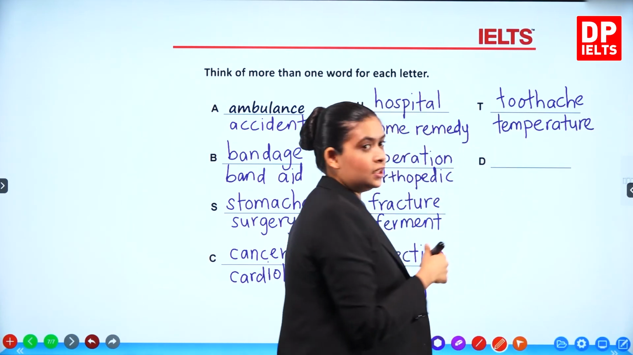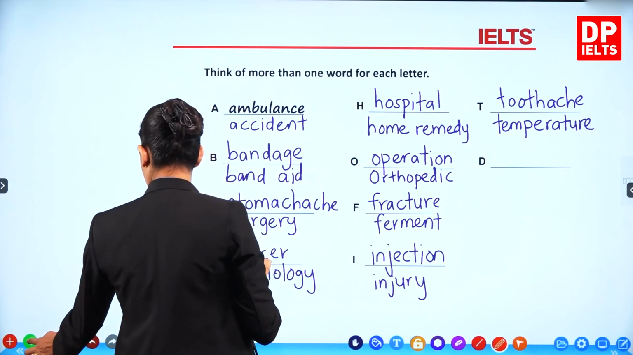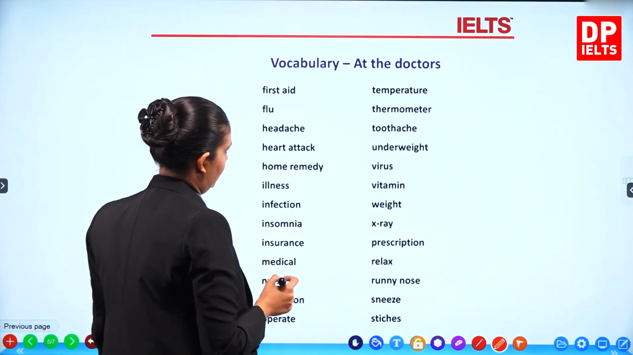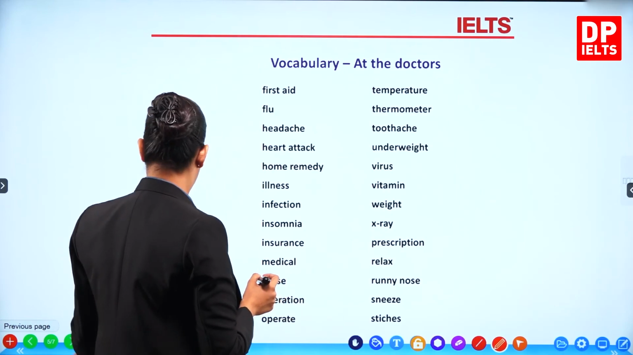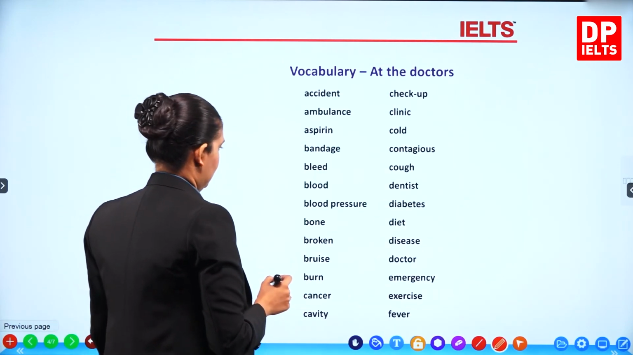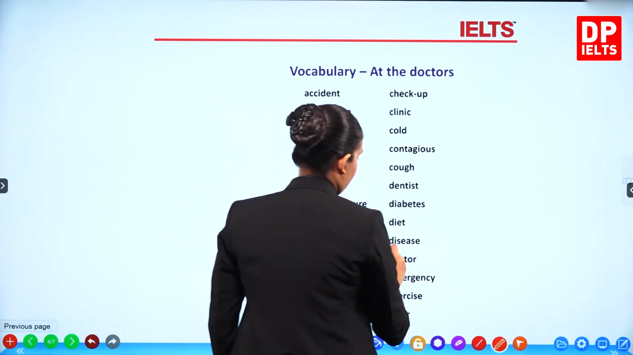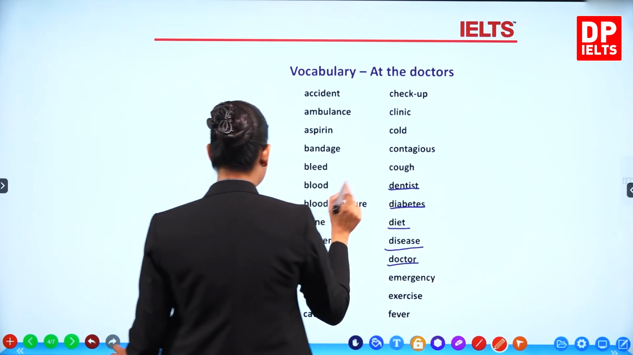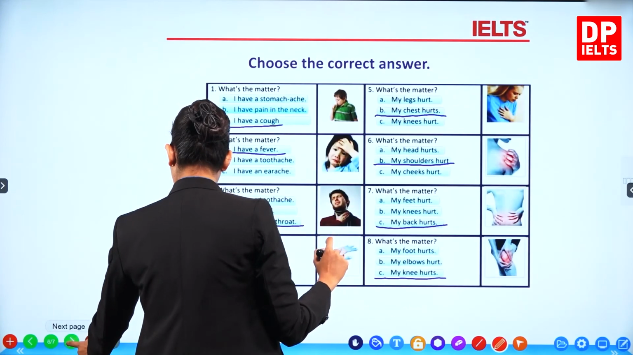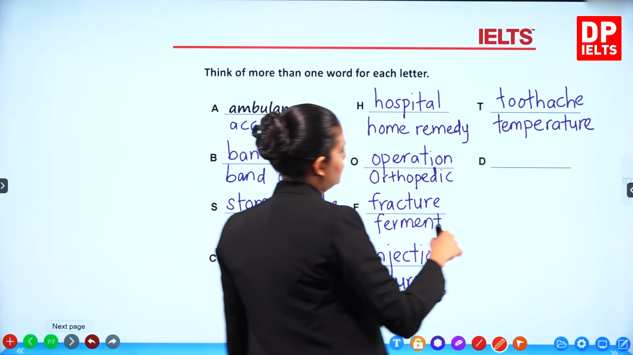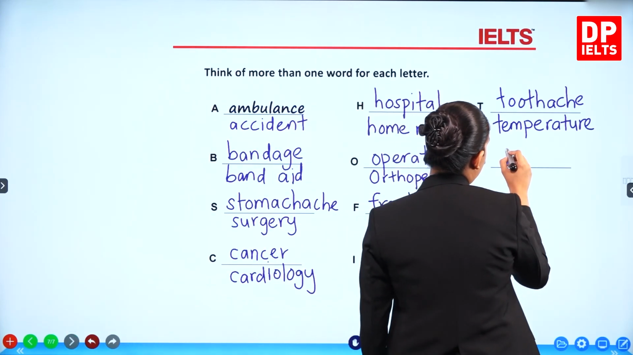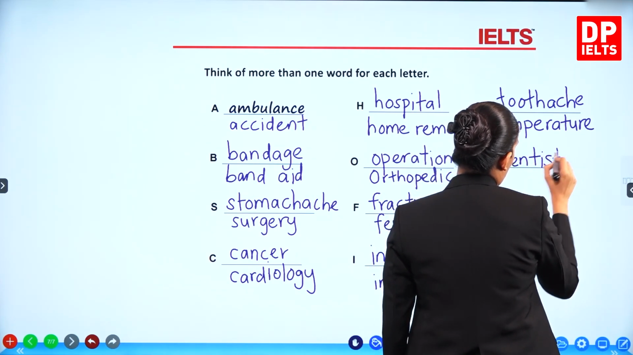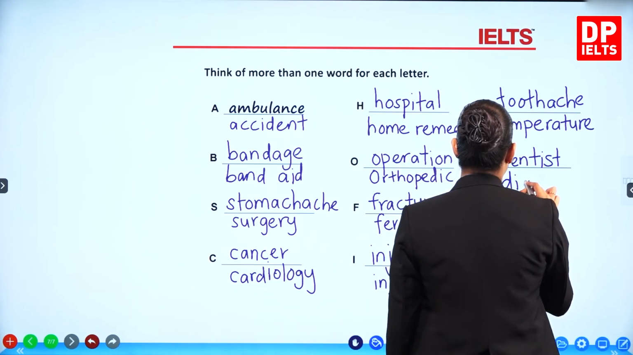For D, what can you write? We learned some words. Can you remember from D? What did we learn? Yeah, let me show you. D, here, disease, doctor, diet, diabetes, dentist. Okay, so you should remember these words. Okay, so D, you can write dentist. You can write diet.